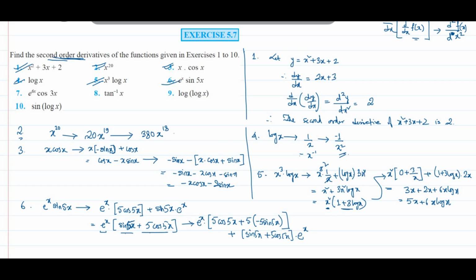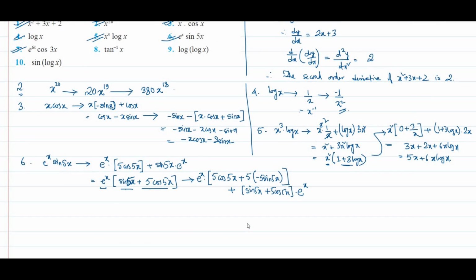And in the same way as question number 7, so I'm not repeating the same thing. Question number 8, there is tan inverse of x. One time differentiation of tan inverse x, if you can remember the differentiation of inverse trigonometric functions, you get it as 1 by 1 plus x square.